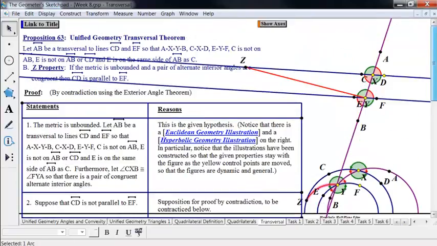Okay, so same thing up here. This is an exterior angle to this triangle. For that to be the case, this F to Y to Z has to be a straight line. Again, we're assuming that. So that's an exterior angle. But then we have a problem here because why?